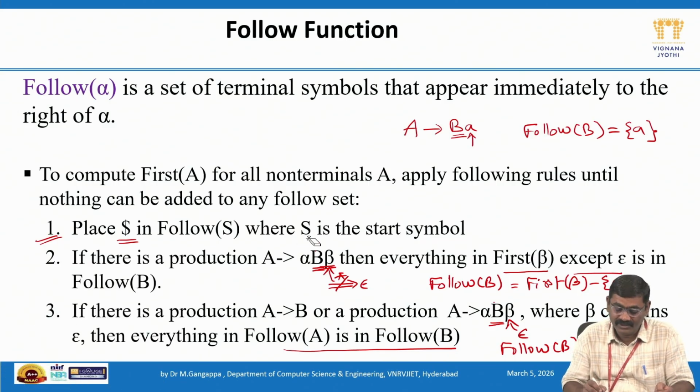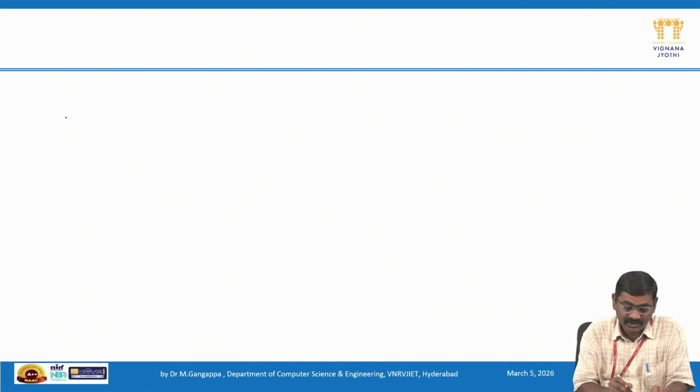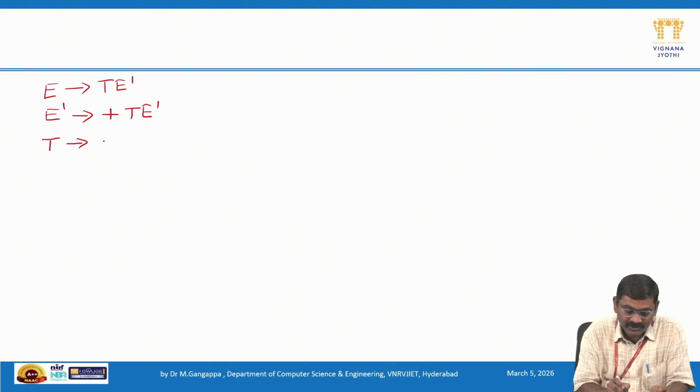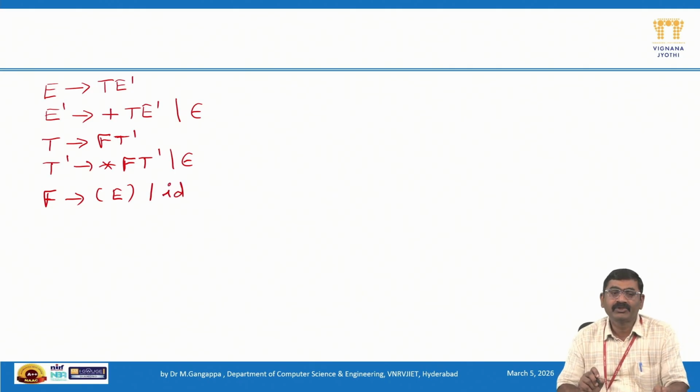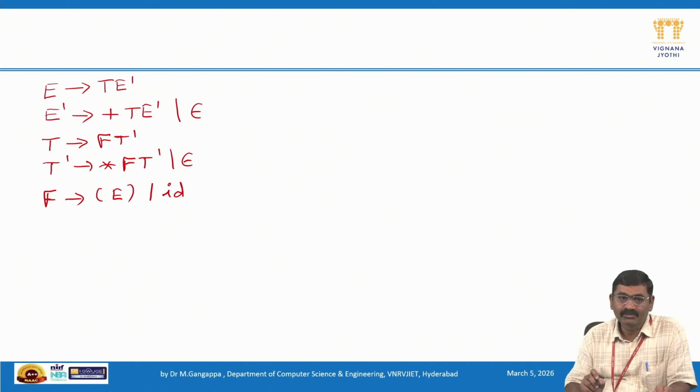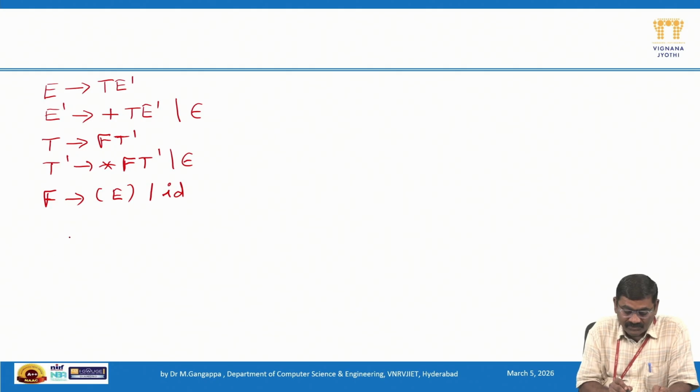Let us find the follow function for one grammar. Here I am considering one grammar: E gives T E dash, E dash gives plus T E dash or epsilon, T gives F T dash, T dash gives star F T dash or epsilon, F gives open parenthesis E close parenthesis or small id. To compute the follow function, first we need to know the first for all the grammar symbols of that grammar. So let us compute first and follow.